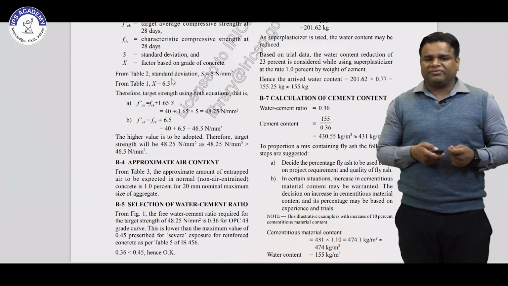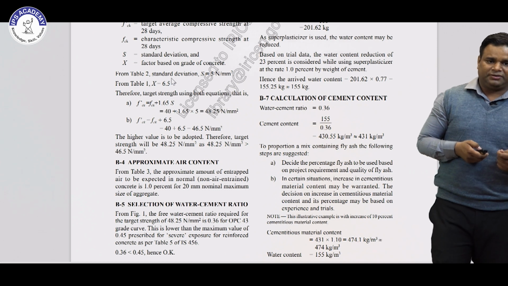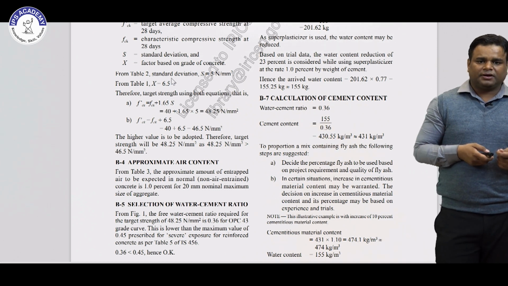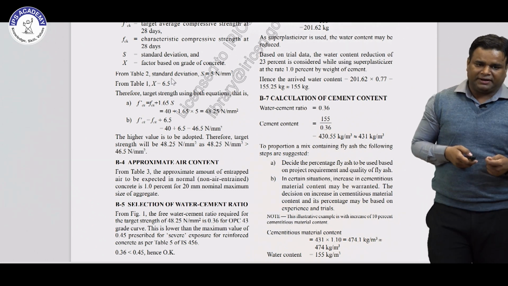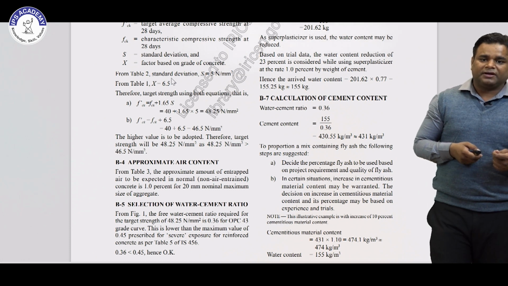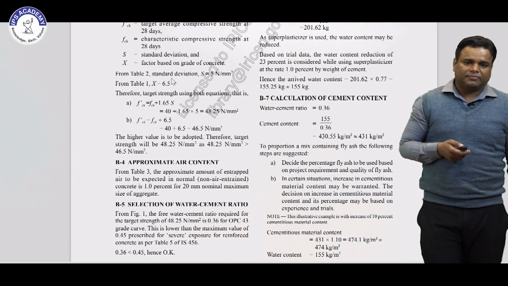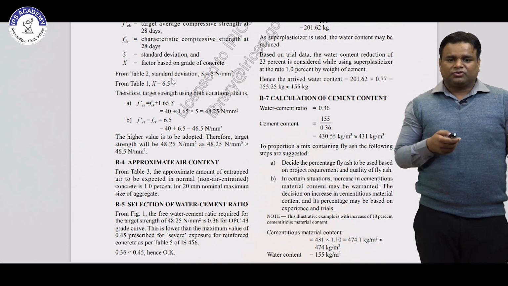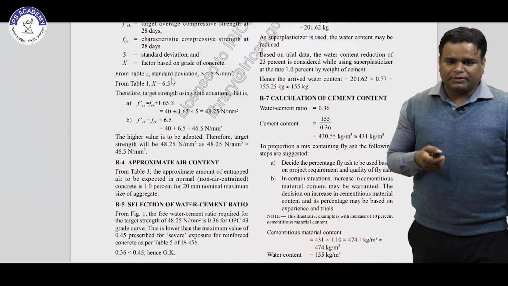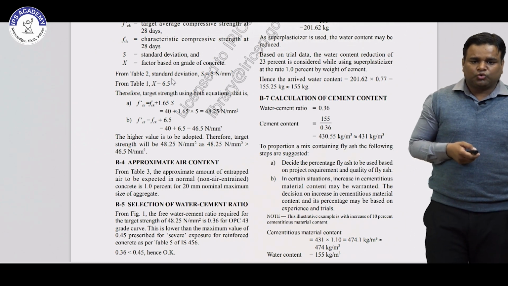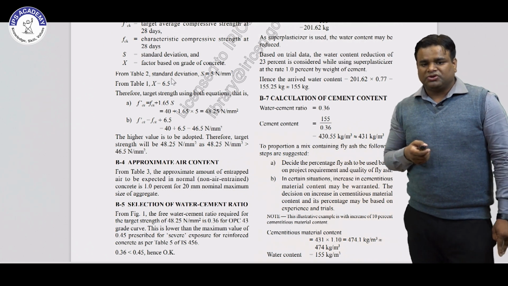As we are using superplasticizer, based on trial we will reduce the water content by up to 23%. After doing this we get 155 kg water content. Then calculation of cement content. We have a water cement ratio of 0.36 and water content of 155, so from that relation we get 431 cement content.